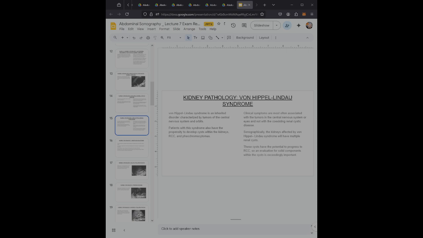Von Hippel-Lindau syndrome is an inherited disorder characterized by tumors of the central nervous system and orbits. Patients with this syndrome have the propensity to develop cysts within the kidneys, as well as renal cell carcinoma and pheochromocytomas. Clinical findings are often symptoms of brain and/or eye tumors, and sonographic findings include multiple renal cysts. These cysts may have mural nodules indicating renal cell carcinoma, and the cysts may be within the pancreas. Pheochromocytomas may be present.